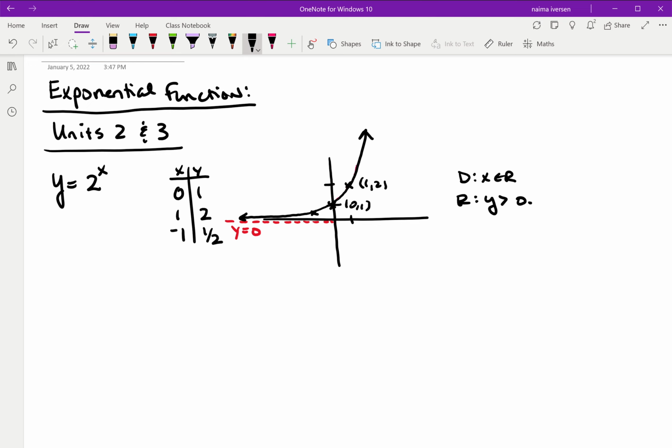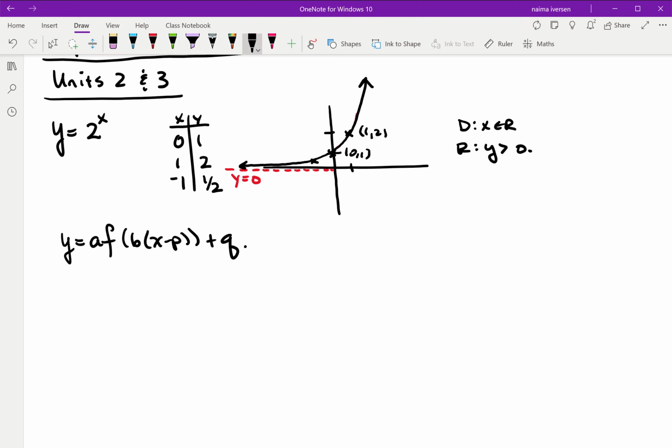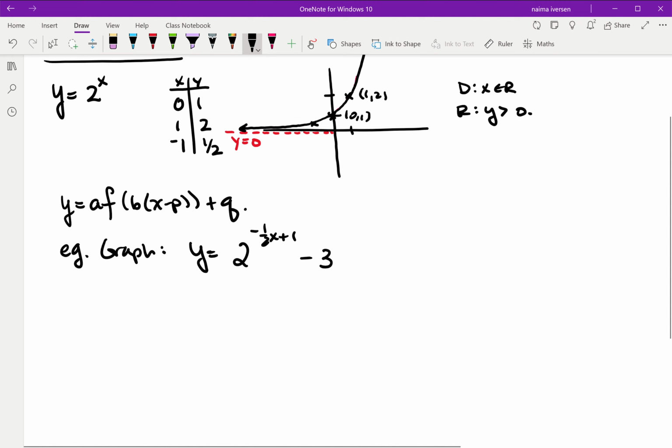So then what happened is that we moved it around. In unit 2, we just did our basic sort of transformations using the main point and stuff like that. And then in unit 3, we brought in the whole idea of y equals a f of b, and then x minus p, and then plus q. So I thought I'd just go with this one. So an example would be to graph y equals 2 to the power of -1/2 x plus 1, and then maybe -3, just to see what that would look like.